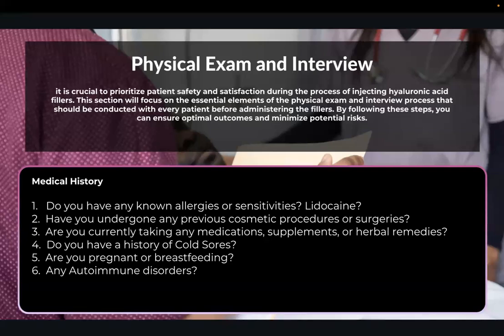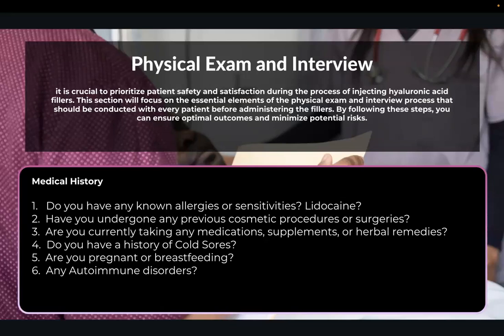So whenever you're doing your physical exam and interview, these are the medical questions that you want to make sure you're asking all of your patients. You want to ask them if they have any allergies or sensitivities specifically to lidocaine, because lidocaine is impregnated in all of the products. If you do have a patient who is allergic to lidocaine, please reach out to corporate and we can request a lidocaine-free option. Not all of the fillers do come lidocaine-free, so just know that.